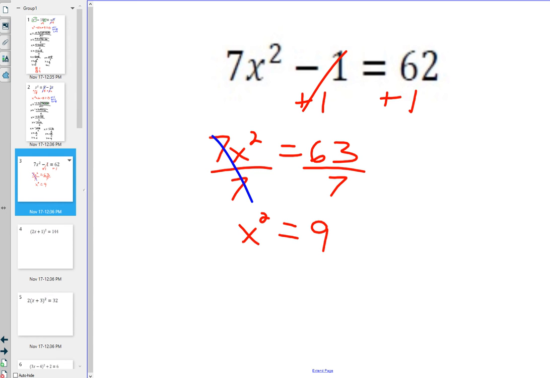X squared is equal to 9. Square root, plus or minus 3. What boxes would I go check there? +3 and -3.